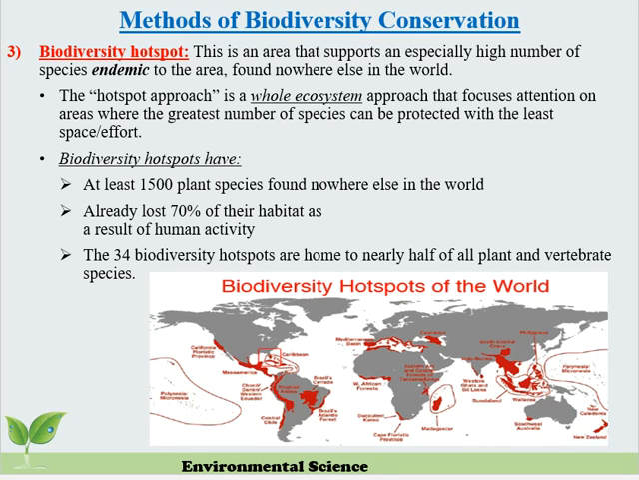And the last one, the 34 biodiversity hotspots are home to nearly half of all plant and vertebrate species. Okay, so you're talking again, very, very dense populations of biodiversity. Hence, they are hotspots, or very, very important.